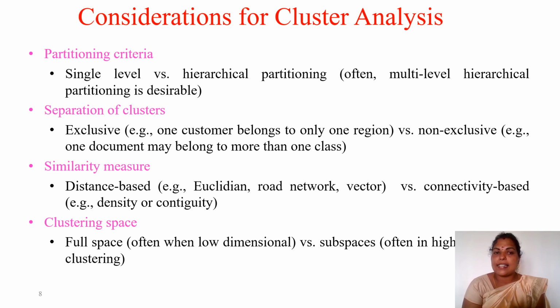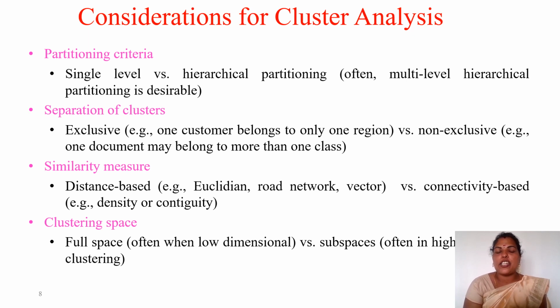Then separation of clusters, that is exclusive, that is one customer belongs to only one region, versus non-exclusive, one document may belong to more than one class. That is the overlapping classes. Suppose we are having 2 or 3 clusters, sometimes one data belongs to more than one cluster. In such a case, how do we handle those overlapping clusters or data objects? So separation of clusters also plays a vital role. In one epoch, one data object belongs to one cluster, and in the next epoch it belongs to the next cluster. Likewise, it goes on. So how we have to separate the clusters, and handle the overlapping cases.